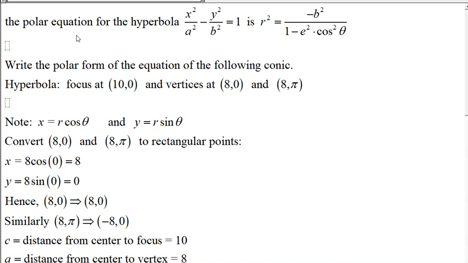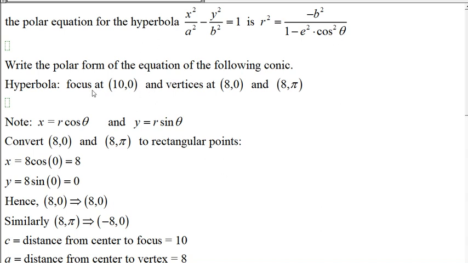In the previous example, we found that for the hyperbola of the form x squared over a squared minus y squared over b squared equal to 1, the corresponding polar equation is r squared equal to negative b squared divided by 1 minus e squared cosine squared theta.